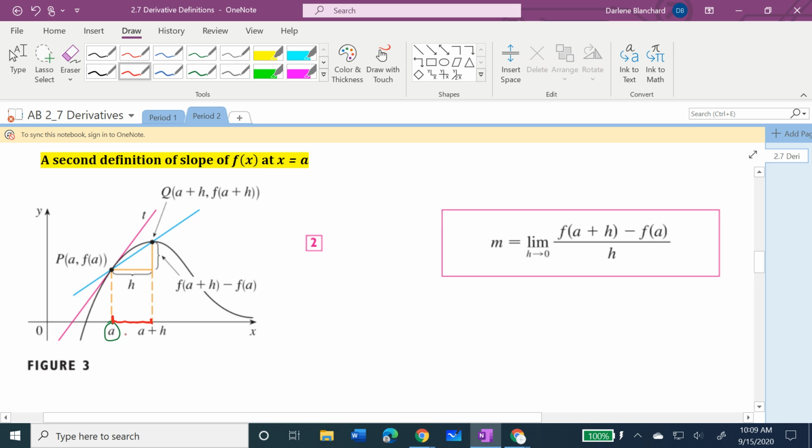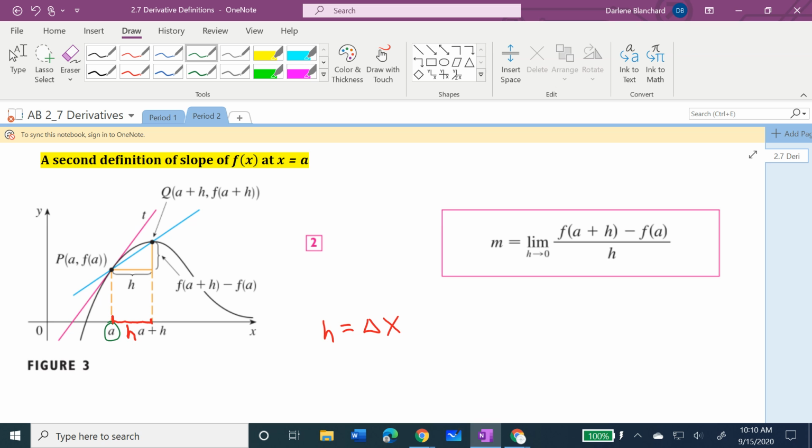this distance h. H for horizontal distance. Appreciate that you're using the letter h and not having to use delta x. If you don't know, delta means change in something, and a change in horizontal would be a change in x, or delta x. A lot of textbooks use delta x. This one uses h. That's going to save you wrist pain in writing out these limits and solving them. But just remember, h is horizontal distance.